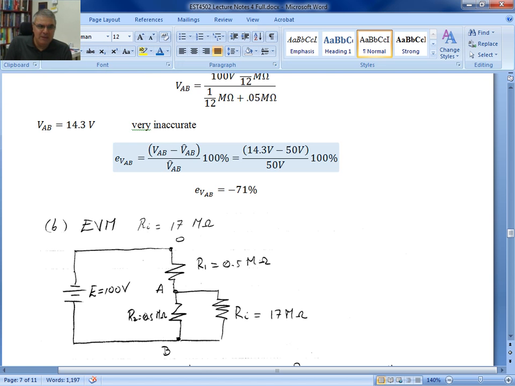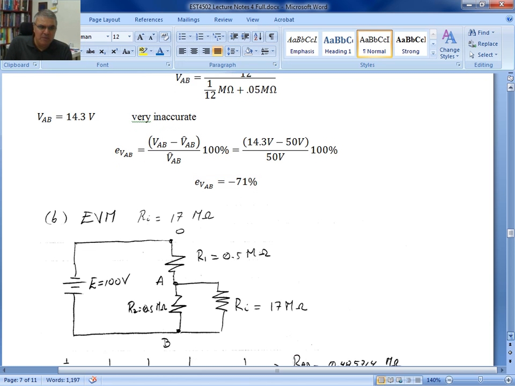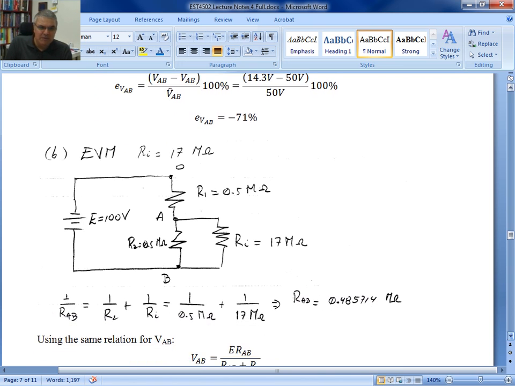We simply subtract the value and divide it by the theoretical value. So it's really minus 71.3. That means it's below our value. If it was over, then it's going to be plus 71%. If instead of 14.3, it was much higher than 50, 71% higher than 50, then this would have been plus 71%. Now, for the second method, we use the EVM.